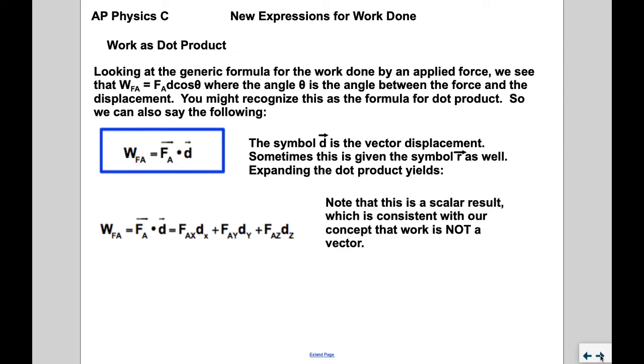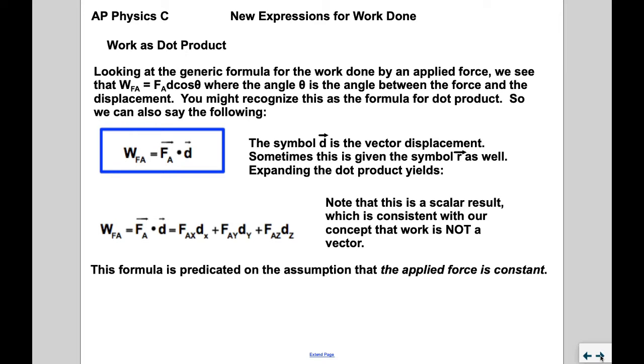We note that the dot product produces a scalar result, which is consistent with our concept that work and energy are not vectors. Again, this produces a scalar result, just a number of joules in terms of the work done by an applied force. Now, this formula is predicated on the assumption that the applied force magnitude is constant. So this will only work in the event that we're given an applied force that is not a function.